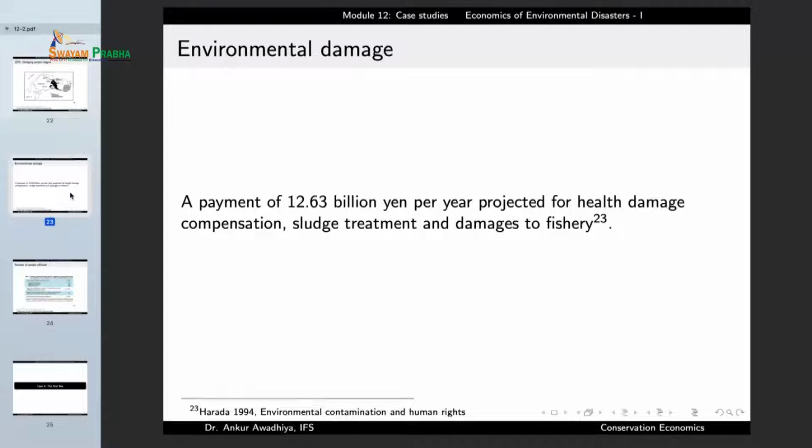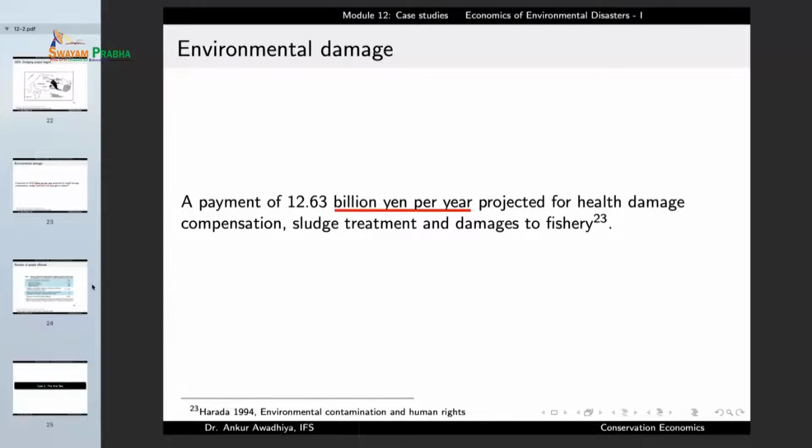Then, if you look at the environmental damage that the company did, a payment of 12.63 billion yen per year. Now, this is billions of yen per year projected for health damage compensation, treatment, and damages to the fishery.